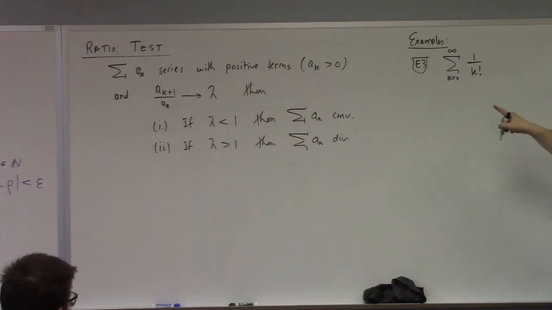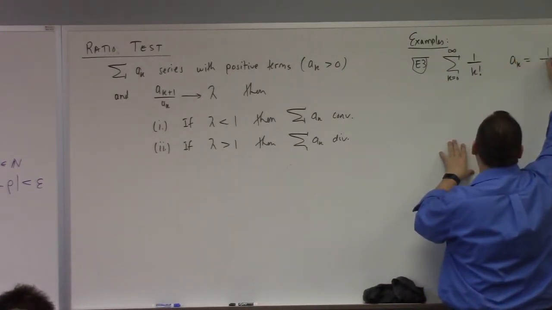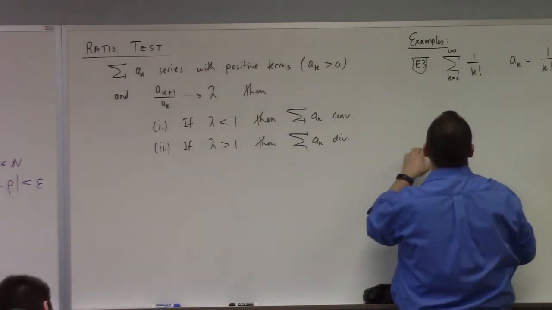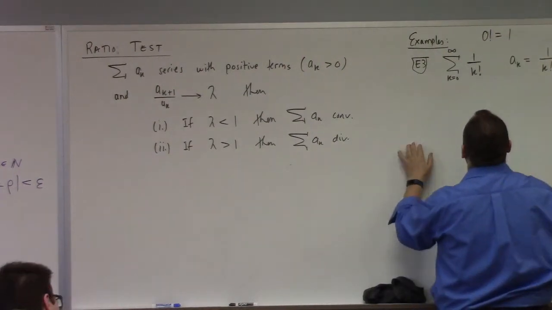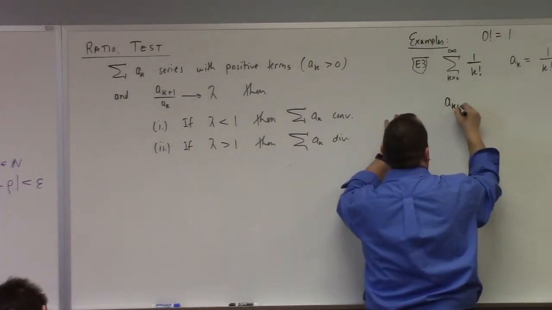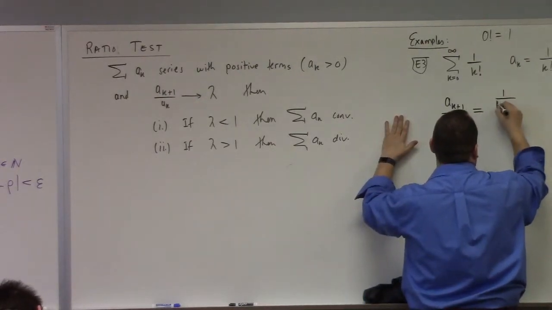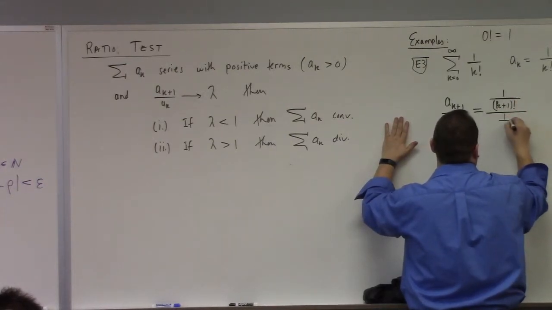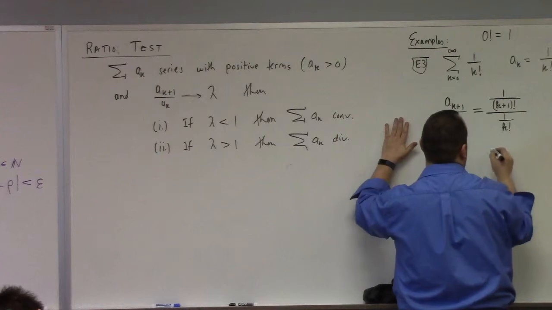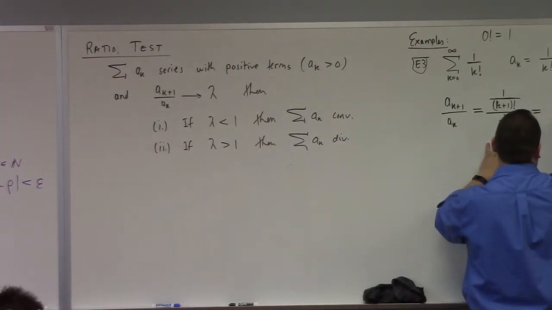This is actually a ratio test. Let's see how it goes. So here, a sub k is 1 over k factorial. It does not, because 0 factorial is 1. So a sub k plus 1 over a sub k is 1 over k plus 1 factorial divided by 1 over k factorial, which, do the algebra here, gives me k factorial divided by k plus 1 factorial.